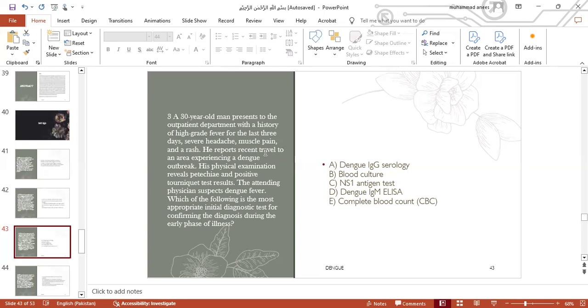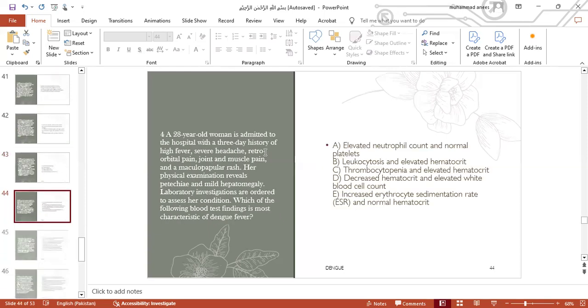Which of the following is the most appropriate initial diagnostic test for confirming the diagnosis during the early phase of illness? A is dengue IgG serology, B is blood culture, C is NS1 antigen, D is dengue IgM ELISA, and E is CBC, complete blood count. C. Yes, C is the correct answer.